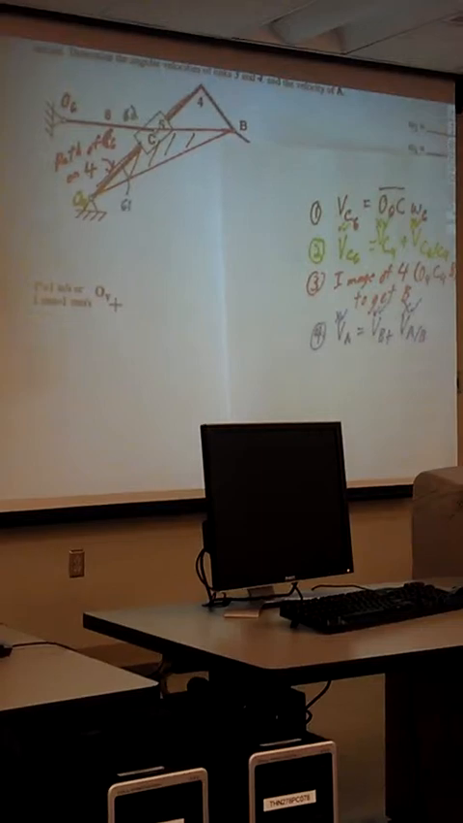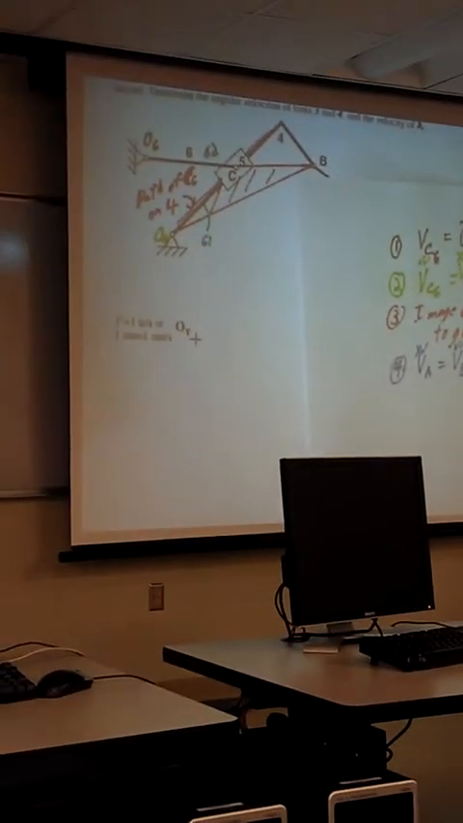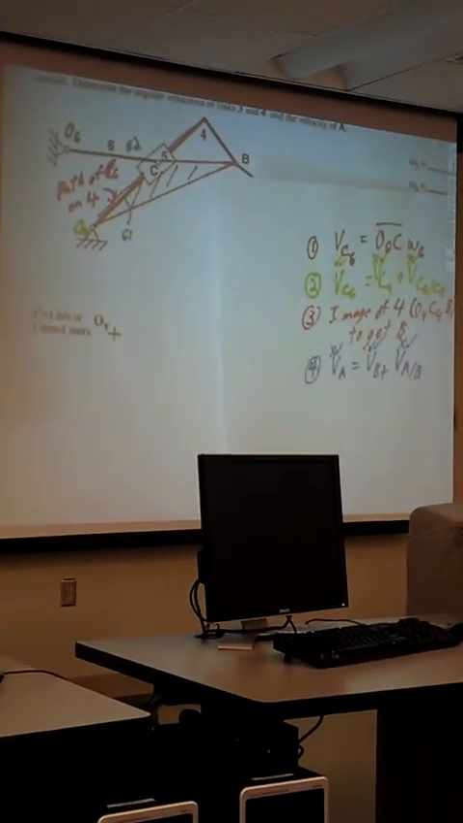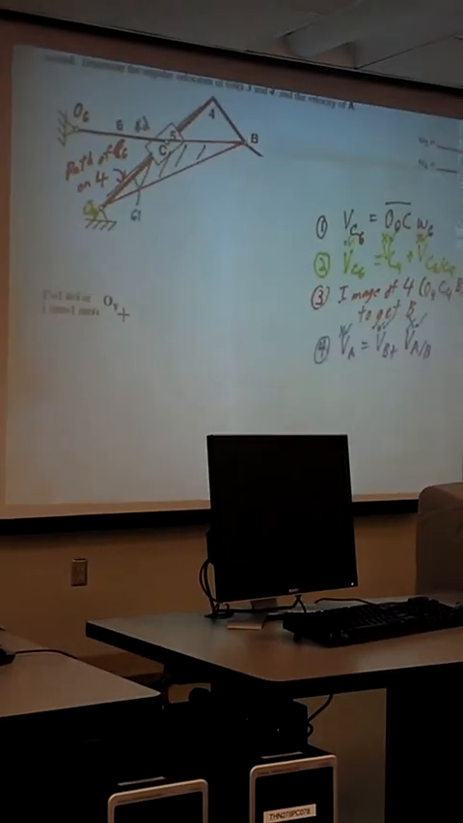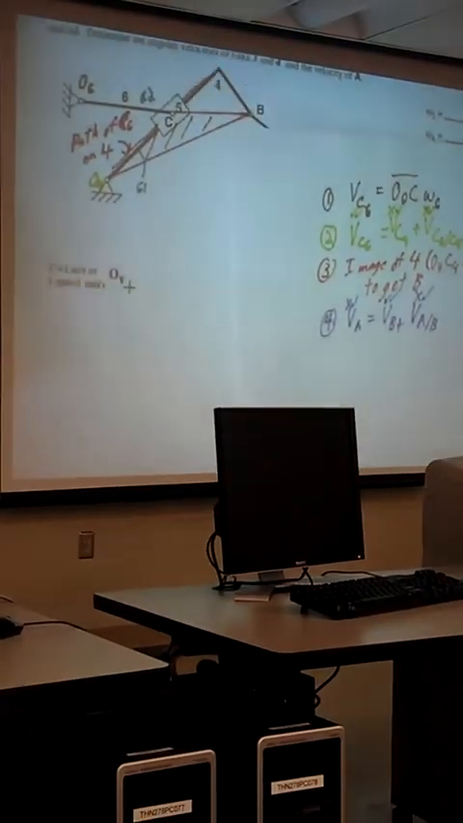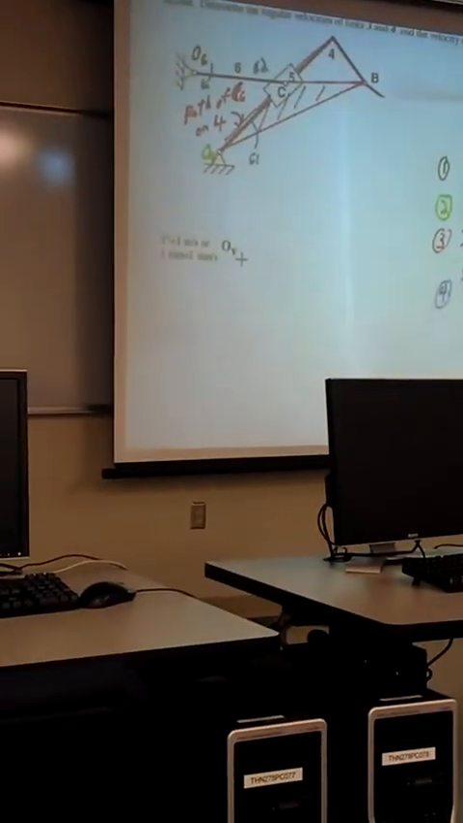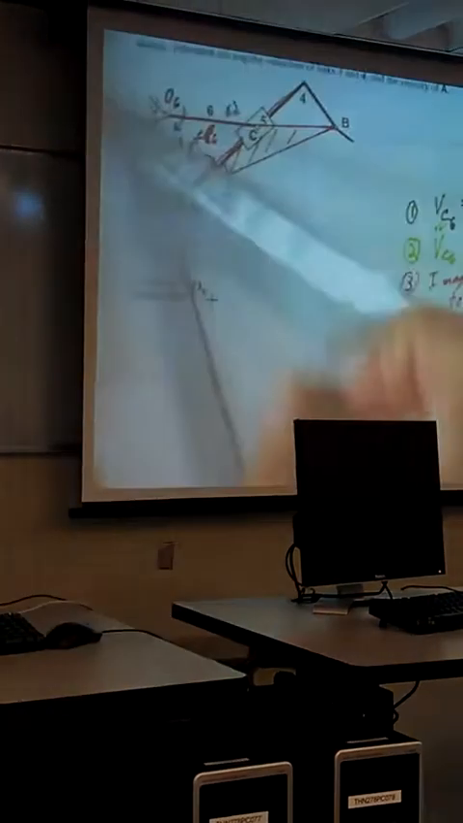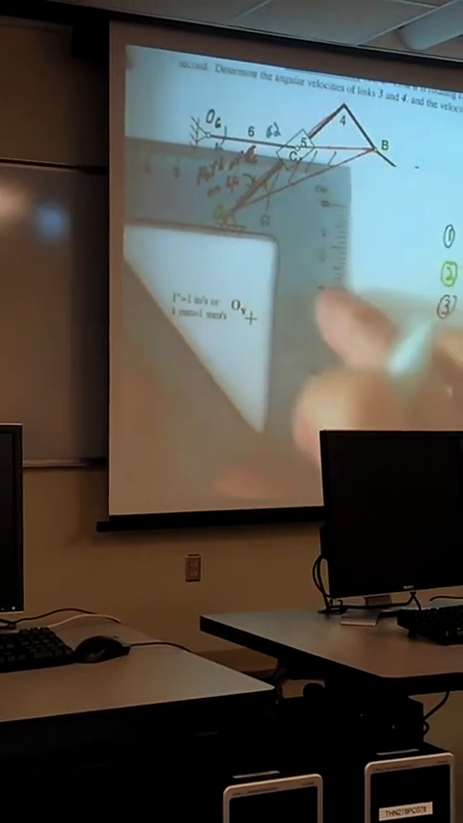First of all, I have to have a vector C6. It's going to be perpendicular to the line segment O6C. Line O6C looks like it's horizontal, so the velocity is going to be vertical. It's rotating clockwise. So it's going to be vertically down. I'm going to get my triangles.